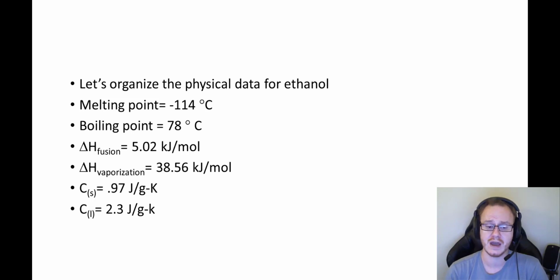Speaking of which, I also wrote down the heat of fusion and the heat of vaporization, gathering the data from the problem, and the specific heat. The specific heat commonly uses a capital C, so the specific heat for a solid is 0.97 joules per gram Kelvin, and the specific heat of a liquid is 2.3 joules per gram Kelvin. These are useful when we're gradually heating up the solid or heating up the liquid before they reach their actual phase change.